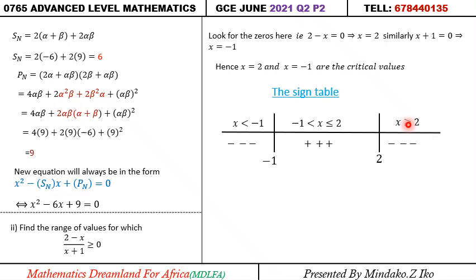Now from this sign table, we notice that this region does not satisfy this condition here. So this other region too does not satisfy this condition, because this region is negative and this other region too is still negative. So this is the required region, and therefore the solution set of this inequality is such that x should lie between -1 and 2.